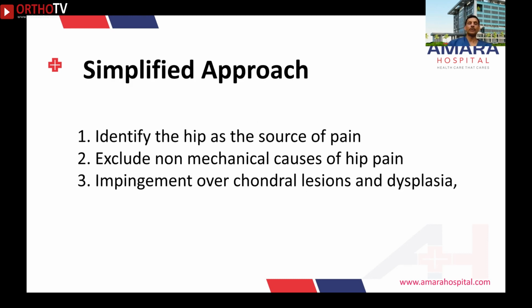So here's my simplified approach. 3 steps. First step is identify the hip as a source of pain. Not always easy. You need to do a lot of testing to make sure. Number 2 is exclude non-mechanical causes of pain, like AVN, bone marrow edema syndrome, fractures. Third, when it's mechanical, then you have to diagnose impingement over other mechanical causes like chondral lesions and dysplasia.